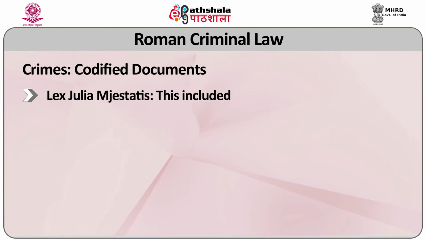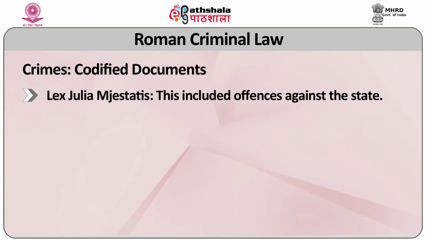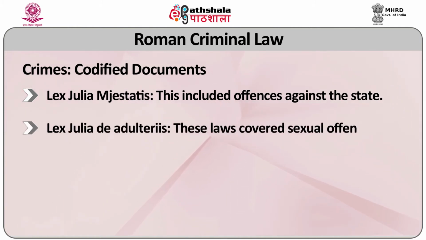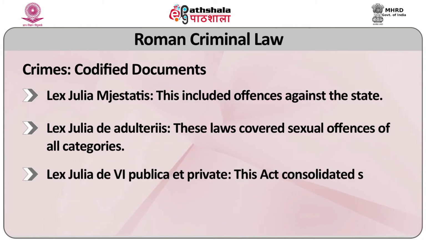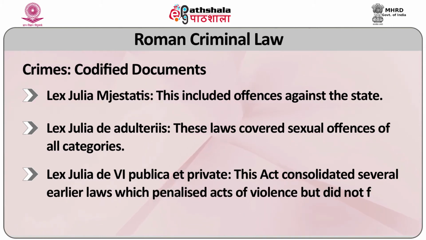Lex Julia Majestatis, this was one such thing. It included offences against the state. Likewise, Lex Julia de Adulteris, these laws covered sexual offences of all categories. Lex Julia de Vi Publica et Privata.